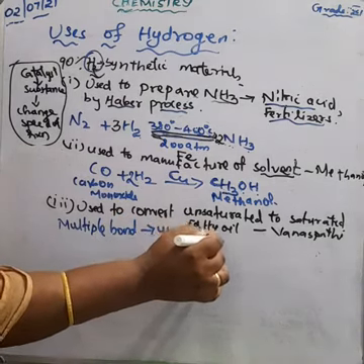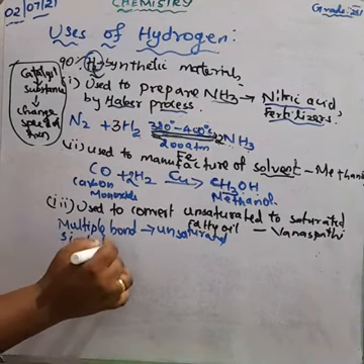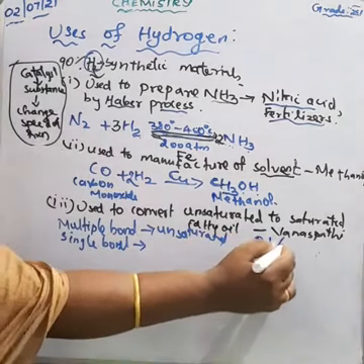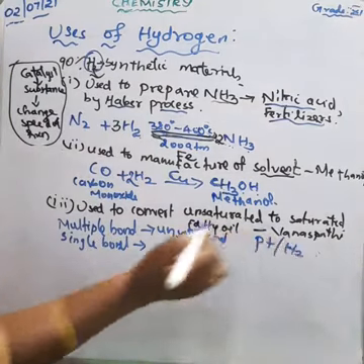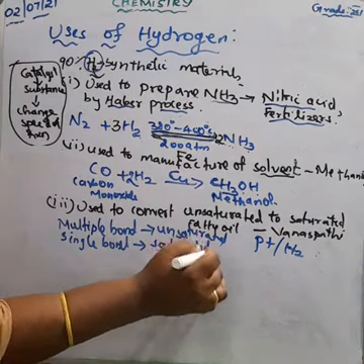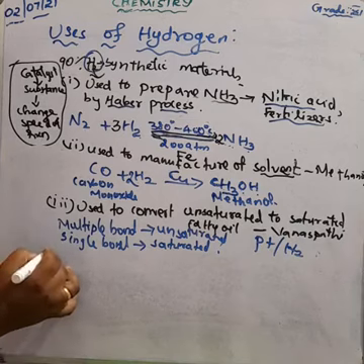Understood? Here, what is the reducing agent? We are using platinum and hydrogen. Platinum with hydrogen we use here as the reducing agent to prepare vanaspati. Okay, vanaspati, that is saturated fats. Understood? This is the third use of hydrogen. What is the fourth use? What is the fourth use of hydrogen?